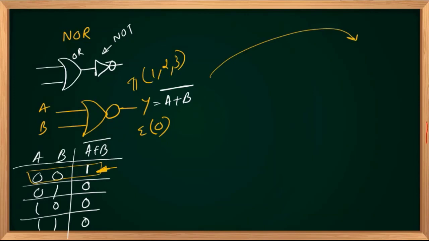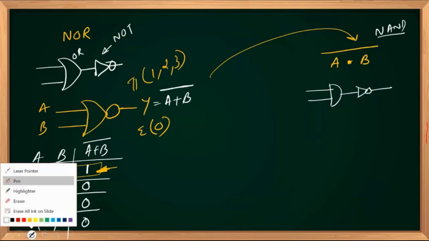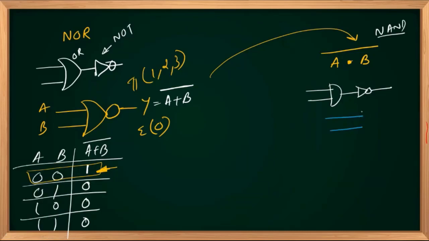What is the dual expression of A plus B, the whole complement? No change for A. The OR sign should be replaced with the AND sign. No change for B. No change for the complement. What is this? This is nothing but the NAND gate, correct? Complement of AND, right? NAND gate. What is the symbol? AND followed by an inverter or NOT gate, correct?